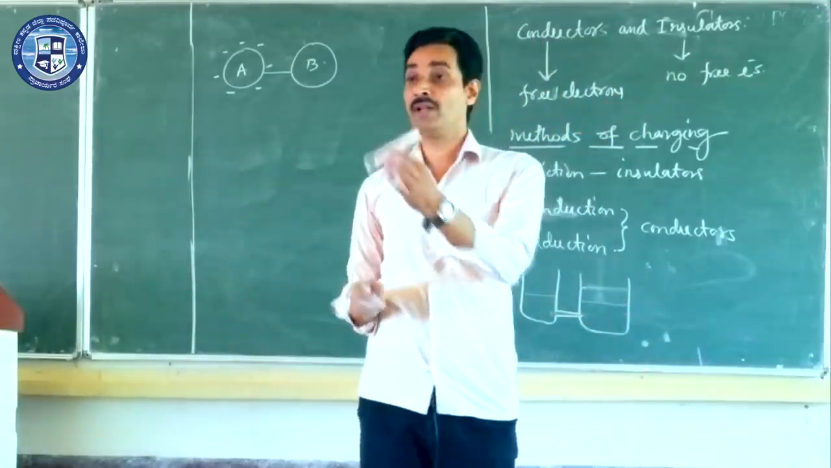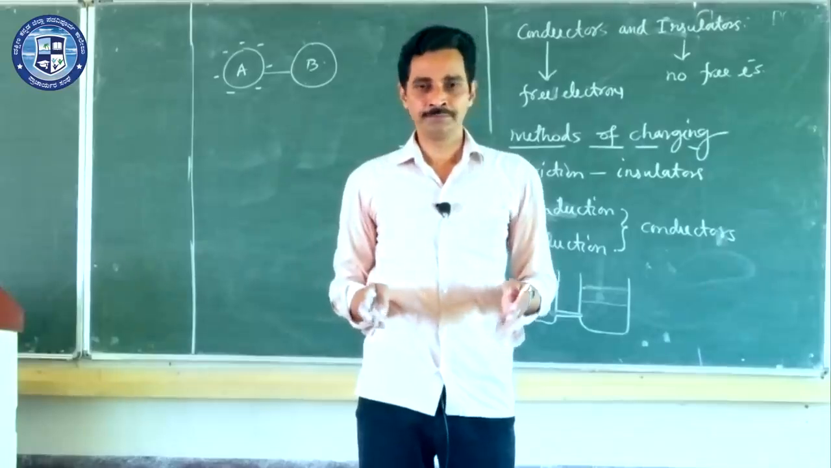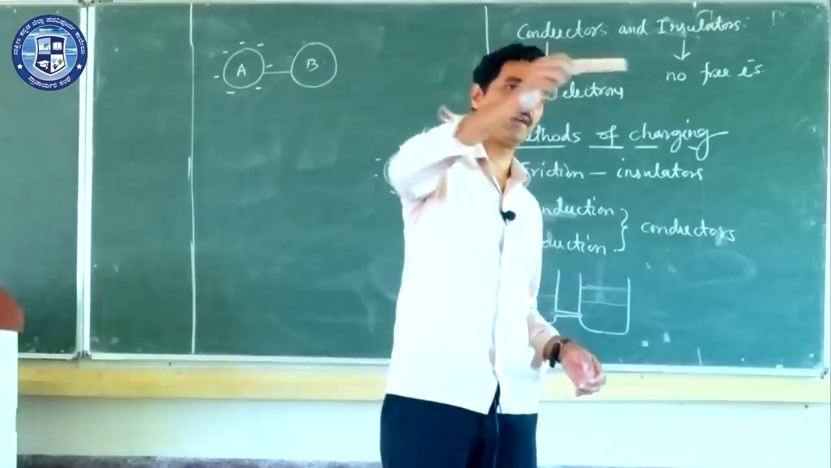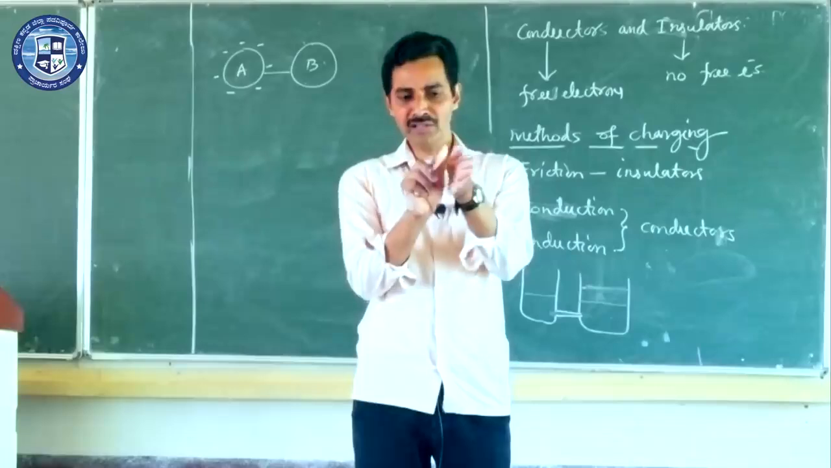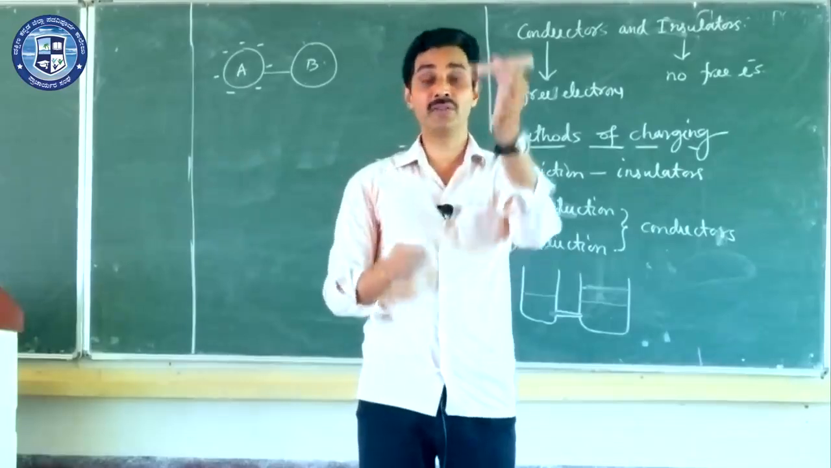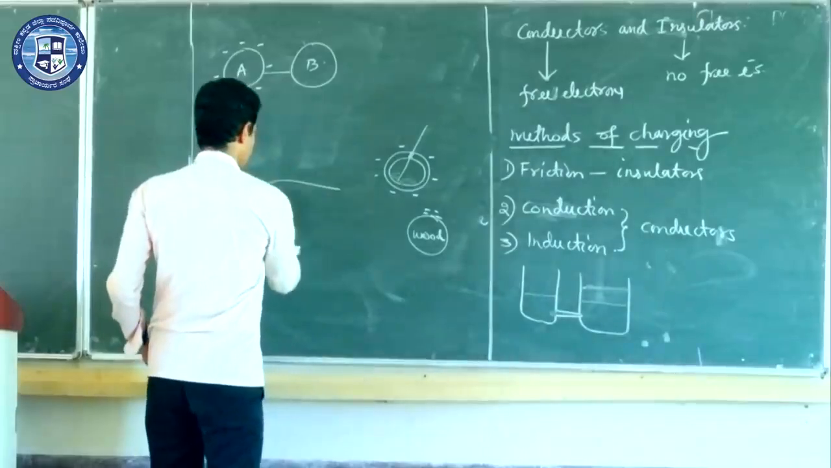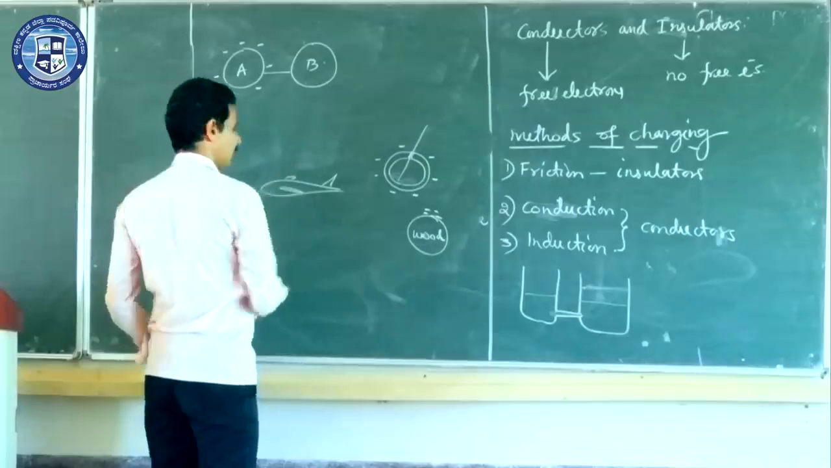And you know that the aeroplane body is made up of metal. And as it moves through air, there is a friction between air and that metal. So that continuous friction makes the body of the aeroplane charged. So this is a very interesting phenomenon. When the aeroplane flows with very high speed, its body gets charged.